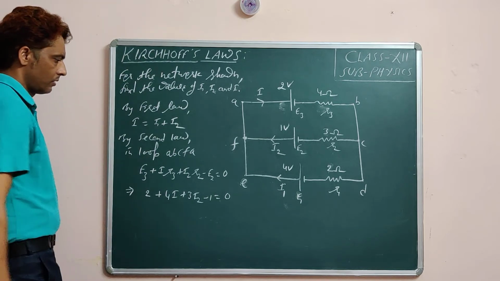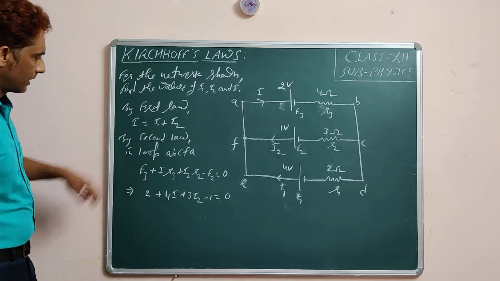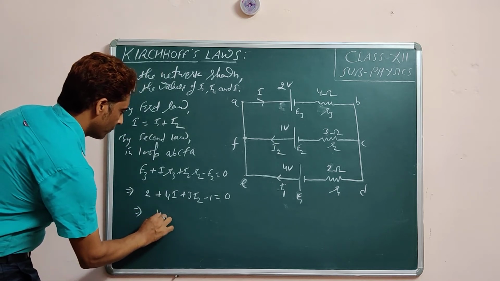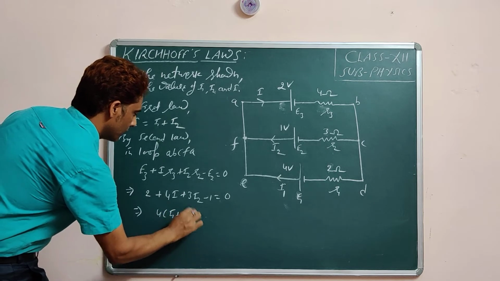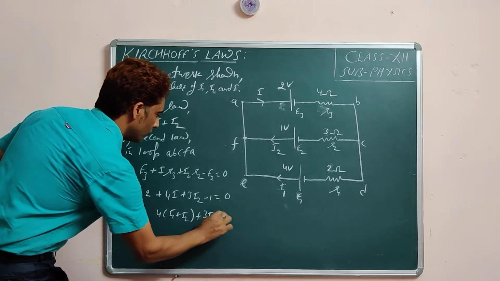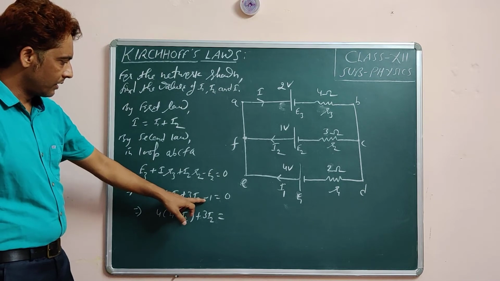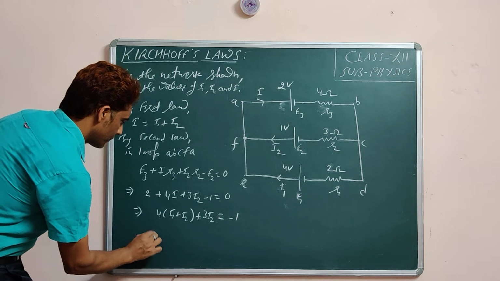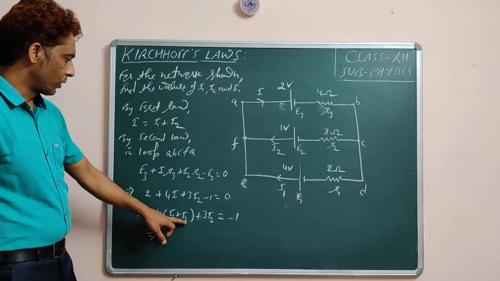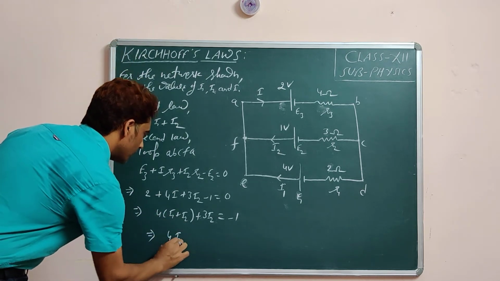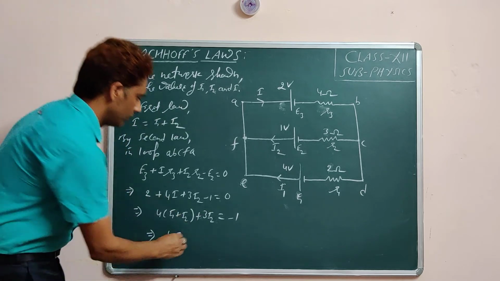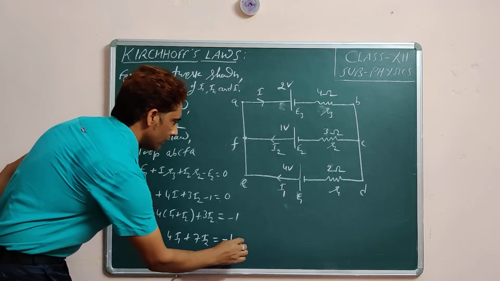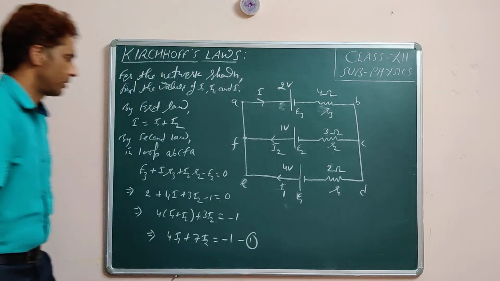If I put the value of this I, then this implies 4I1 plus 4I2 plus 3I2. 2 minus 1 is 1, and if you take that to the other side it becomes minus 1. So 4I1 plus 7I2 is equal to minus 1. Let this be the first equation.